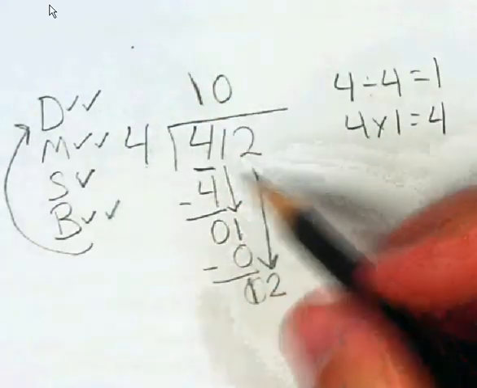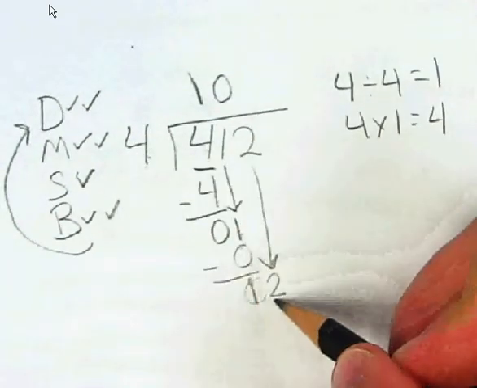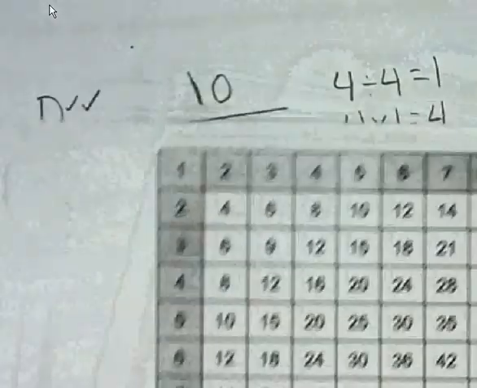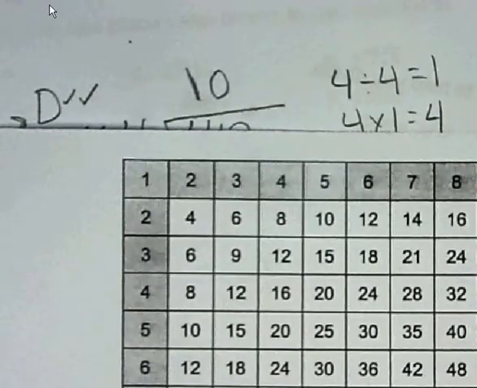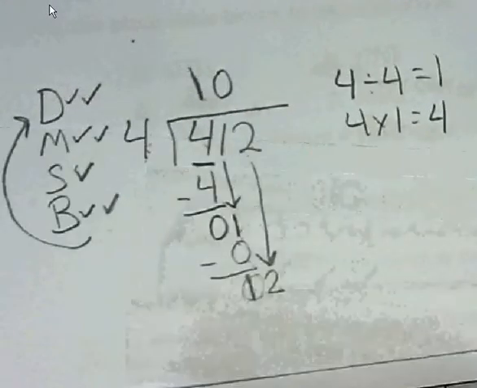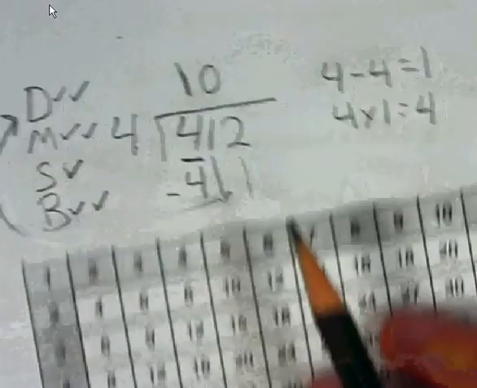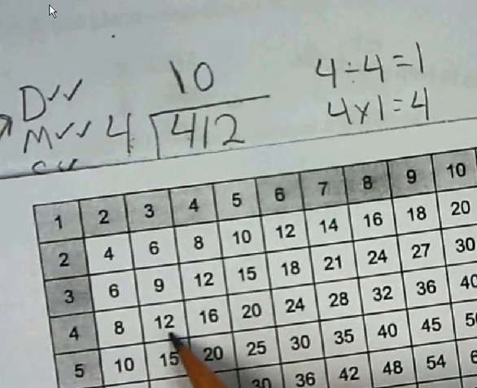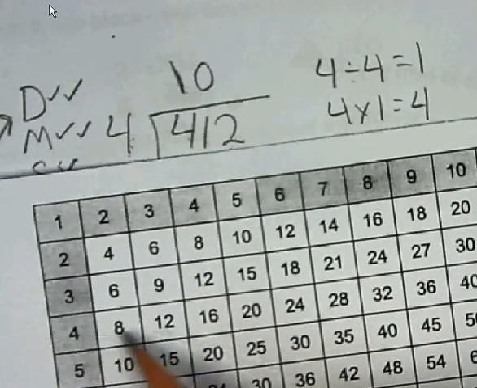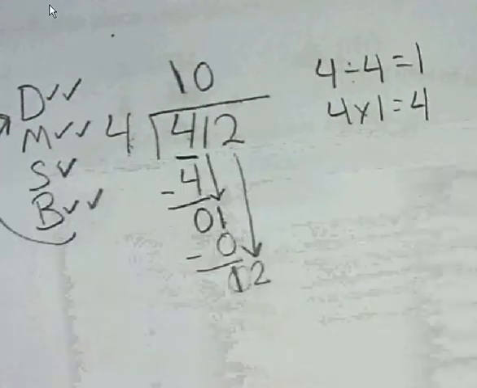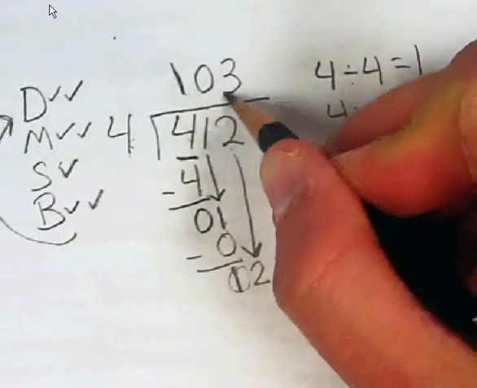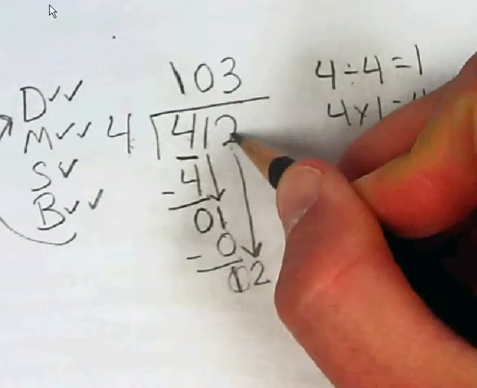Okay? So 4 goes into 12 this time. And again, if you can't remember, pull out your multiplication sheet. Okay? 4 goes into 12 how many times? Well, I'm going to go to my 4s. I'm going to slide across. There we go. There's 12. So 4 times 3 is 12. Therefore, 12 divided by 4 has to be 3. And notice how I put that 3 above the ones place here.